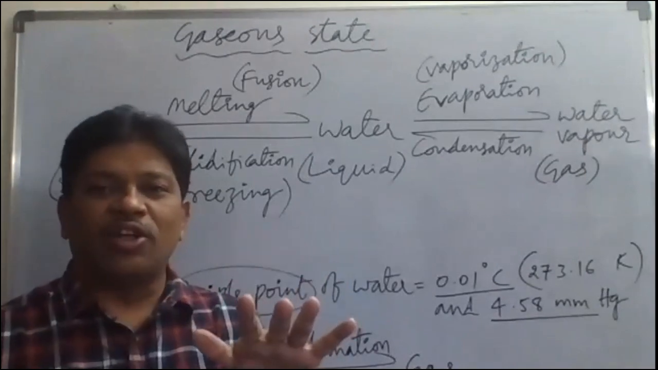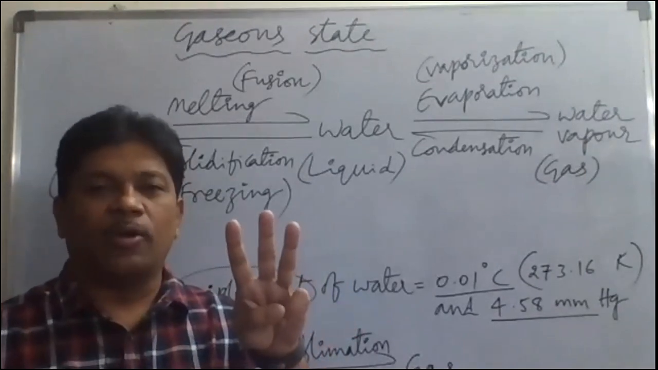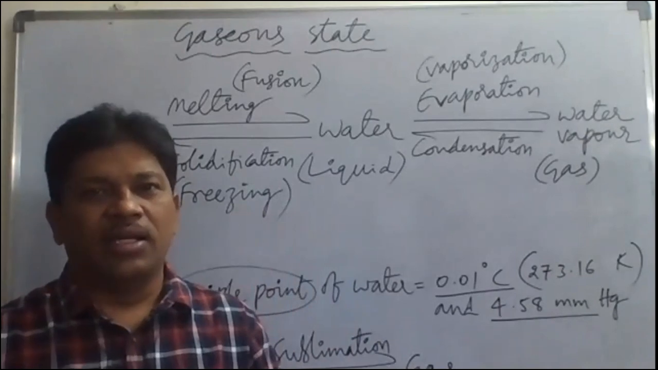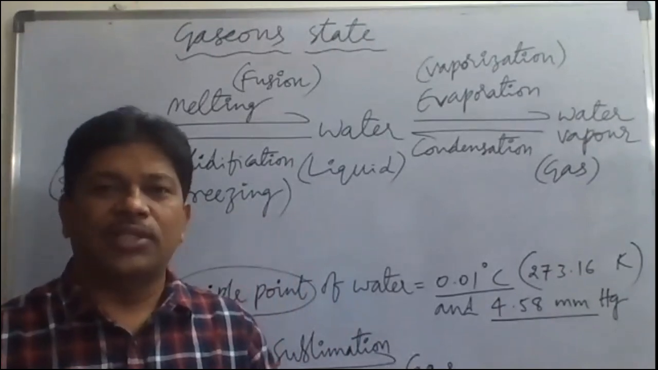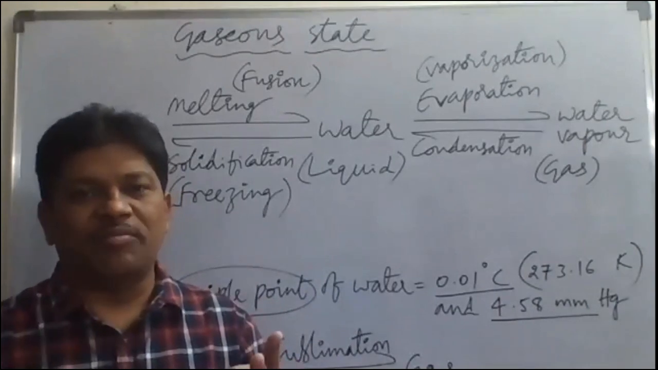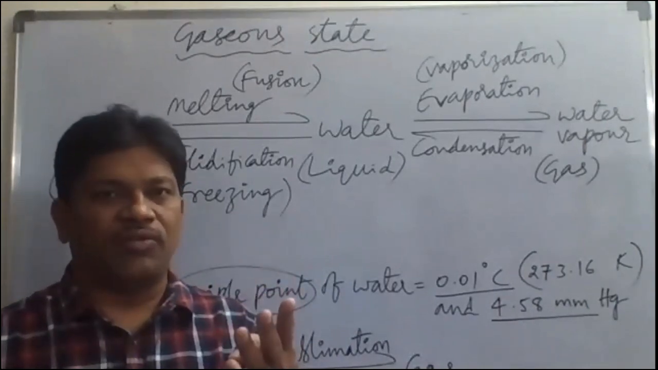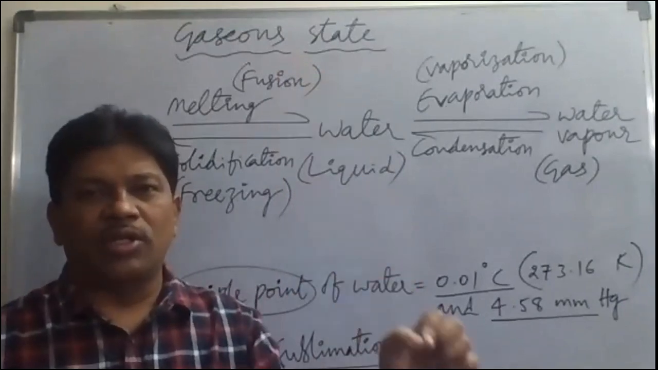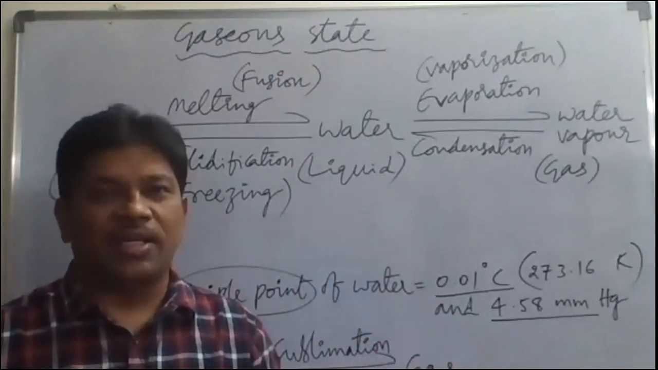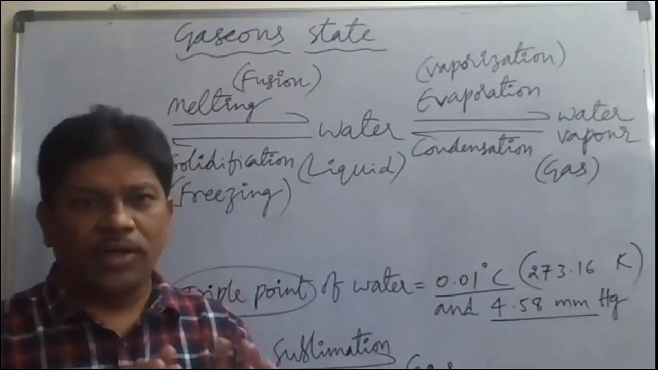But at room temperature, how many states? Three only. If anybody asks you the number of states of matter, you say three states only, at room temperature. At extremely high temperature, plasma state; at extremely low temperature, Bose-Einstein condensate. Keep that point in mind.